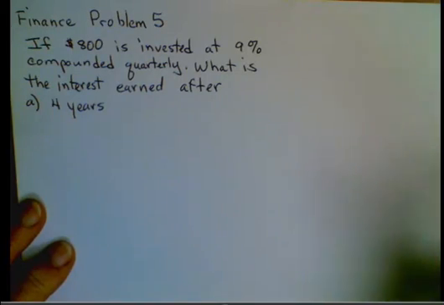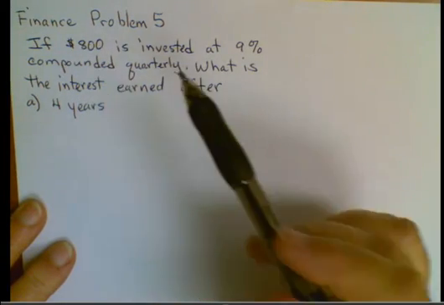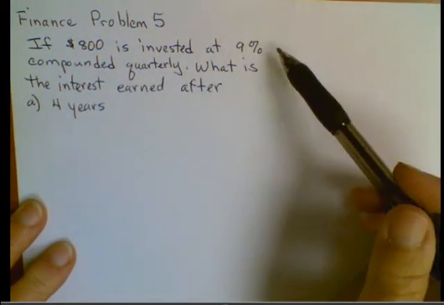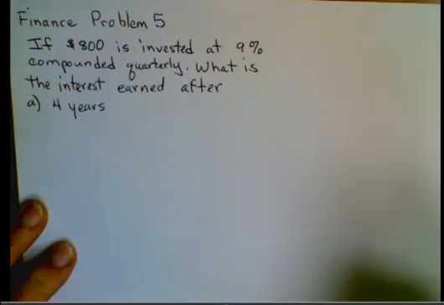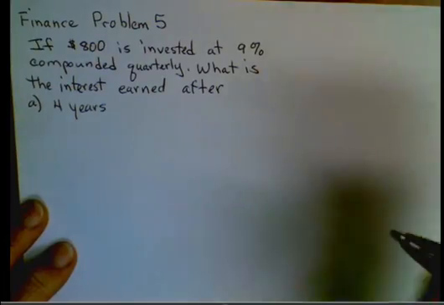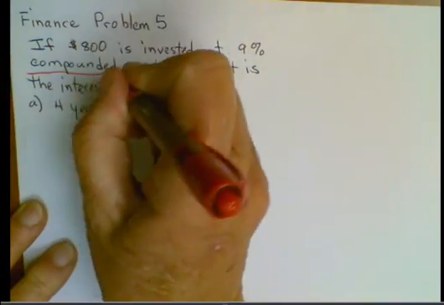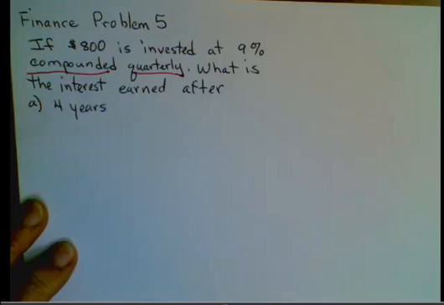Our next problem says if $800 is invested at 9% compounded quarterly, what is the interest earned after 4 years? So compounded quarterly is what we'll need.